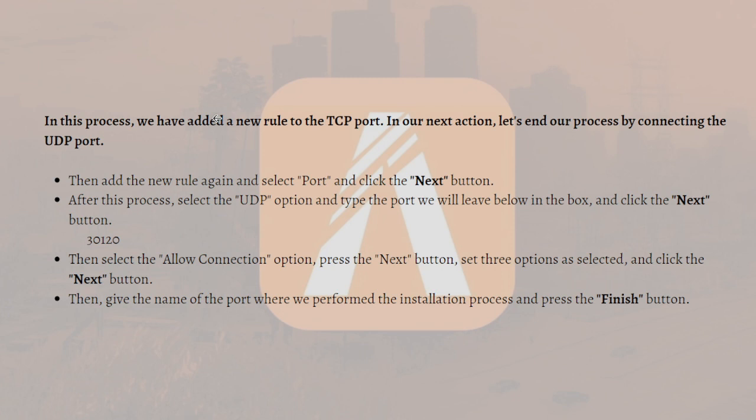In our next action, let's end our process by connecting the UDP port. You'll need to add a new rule again, select the Port option and click the Next button. After this, just select the UDP option and type the port we will leave below in the box. Again, it is not in the box, it is this set of numbers right here. After that, click the Next button. Then select the Allow the connection option and press Next again. Set all 3 options as selected and then click Next. Then give a name to the port rule, and again just click the Finish button after you are done.